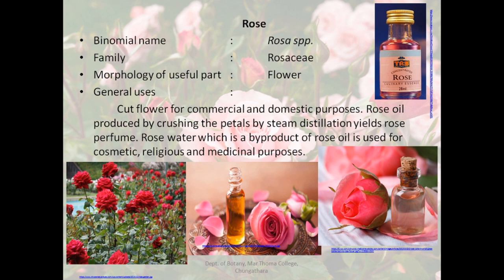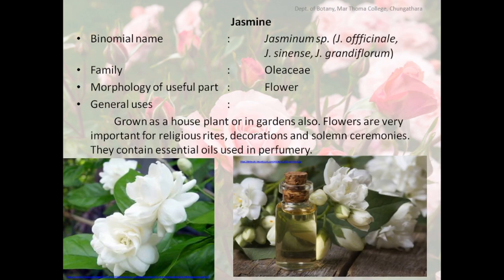Rose water, which is shown here, is used as a byproduct of the rose oil, and it is used for cosmetic, religious purposes and medicinal purposes. So here we have the rose oil, this is the rose water, and this one is the rose essence, which is added to various food products. So various products of roses are available, and another form of ornamental plant is jasmine.